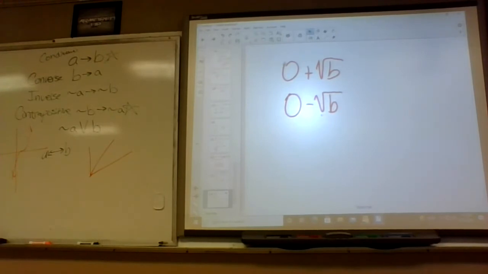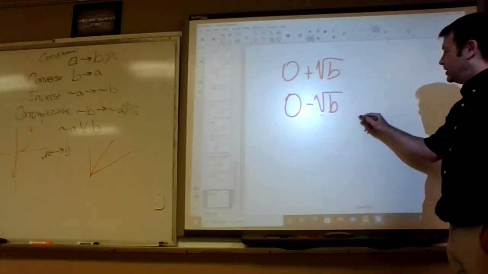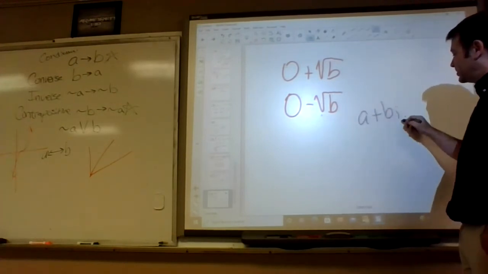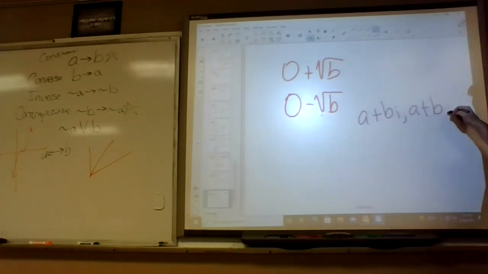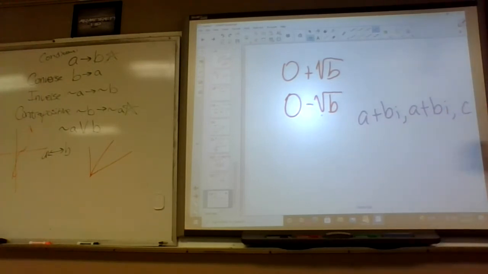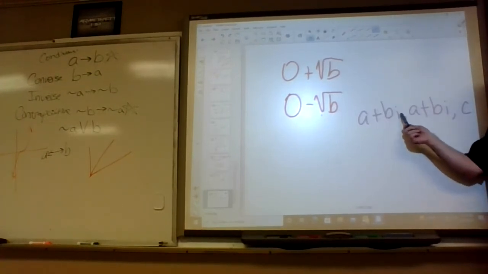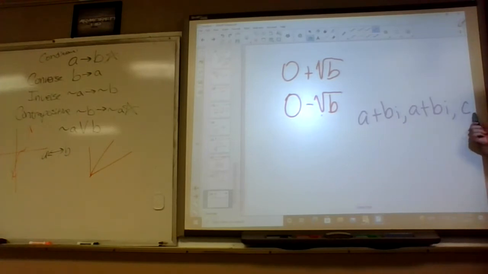Because it's possible that a plus bi is a root, and a minus bi is a root, and then your third root might be c, some random number. That would be an example of an odd degree, right?